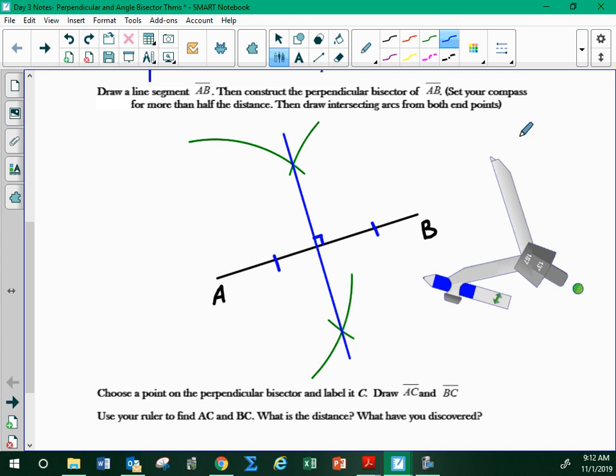So pretty basic. Again, all we're doing is we simply take our compass more than half. We go both sides, connect. Done. You will eventually have this on a test, but it's not for a little while. I'll let you know when it's going to be on a test.